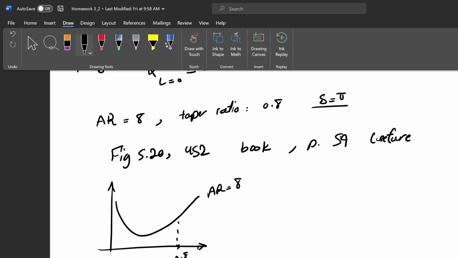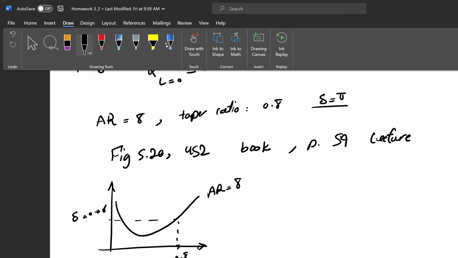If you look at this plot for 0.8 and an aspect ratio of 8, we have roughly a delta of 0.06. I would say 0.06. I'm not sure what value we are using in our solutions to this problem. I think in the solution we are using 0.05, but we can use 0.06 or 0.05. You just have to be able to read the table.